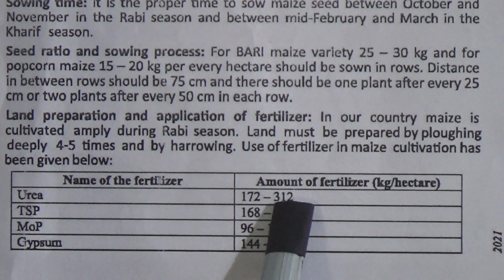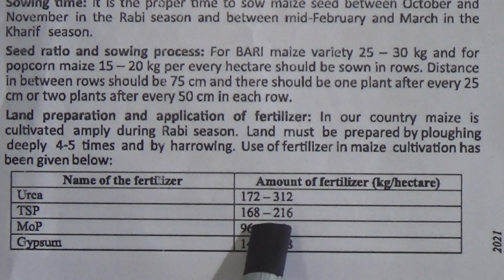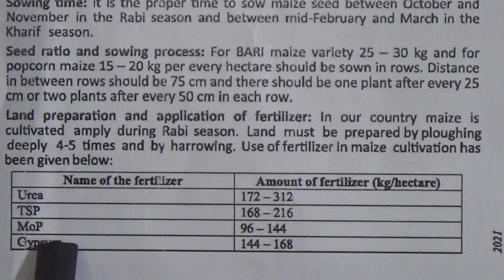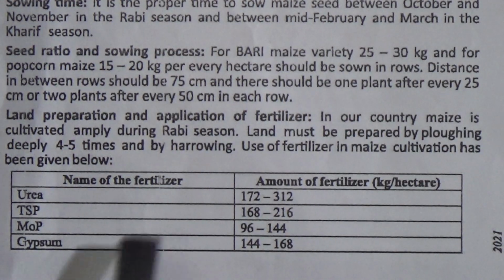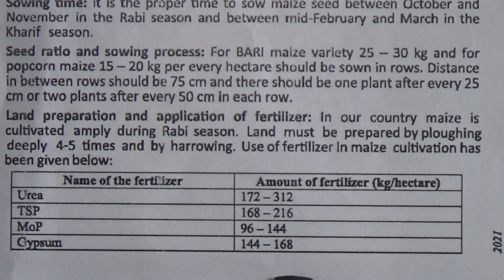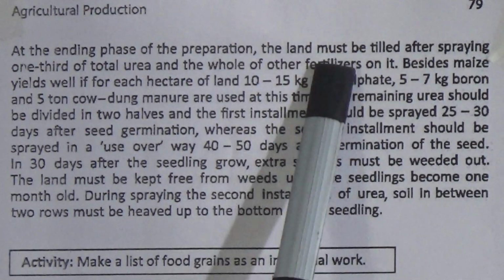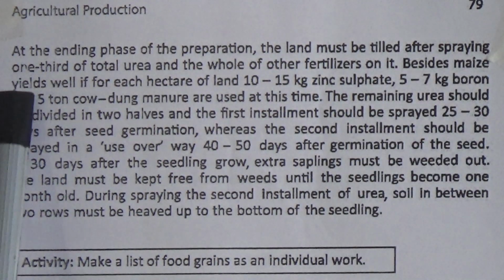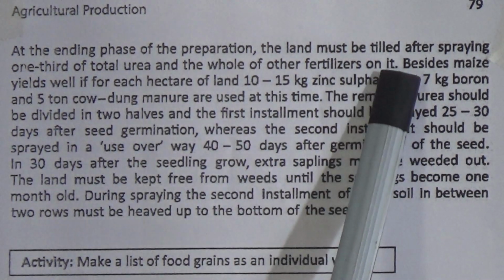312. TSP 168 to 216. MOP 96 to 144. Gypsum 144 to 168. At the ending phase of the preparation, the land must be filled after spraying 1/3 of total urea and the whole of other fertilizers on it.